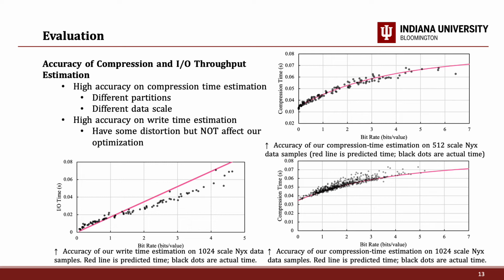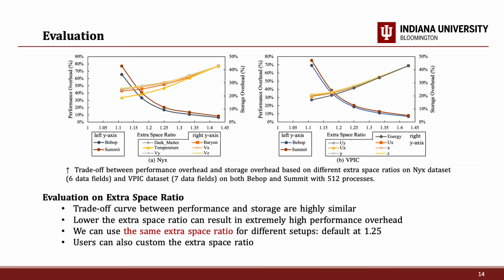Similarly, on the left-hand side is the I/O throughput estimation using our solution. So we can see from those figures, we have a very high accuracy on compression time estimation with different partitions and different data scales. And also we can provide a high accuracy on write time estimation. Now note that we have some distortion on the write time estimation, but this will not affect our optimization based on our previous discussion.